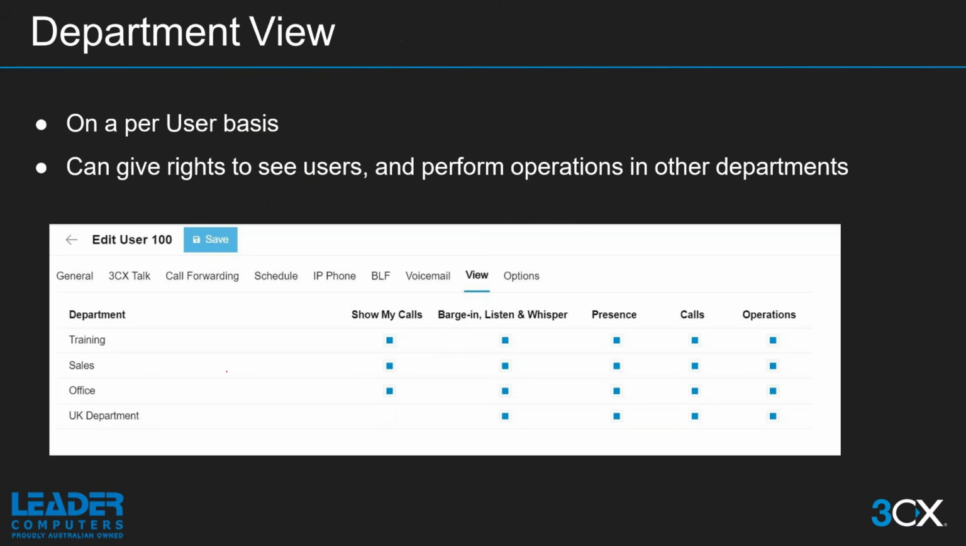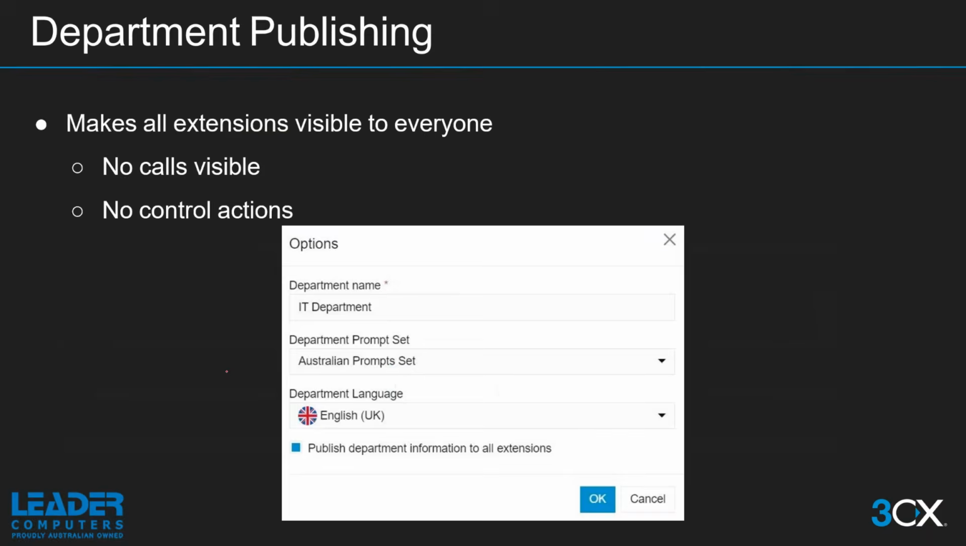And department view. From the image, you can see there is a training department, sales, office, and UK department, and on a per user basis you can see rights to see users or perform operations in the department if you're a system owner logging in. I'll show where you can find these during the demo. And department publishing makes all extensions visible to everyone, so no calls visible or no call control actions.